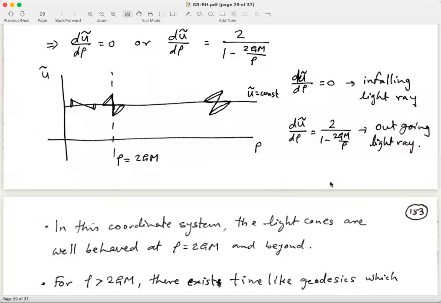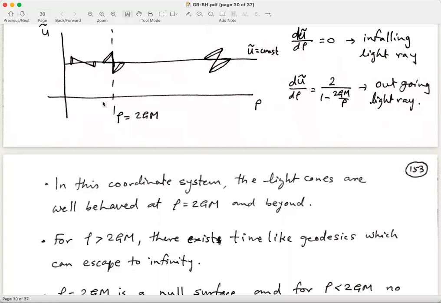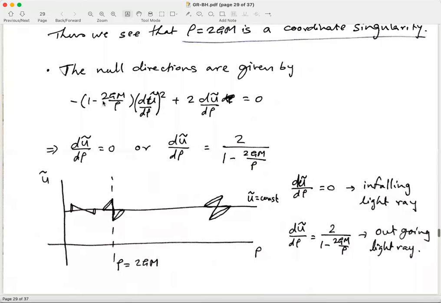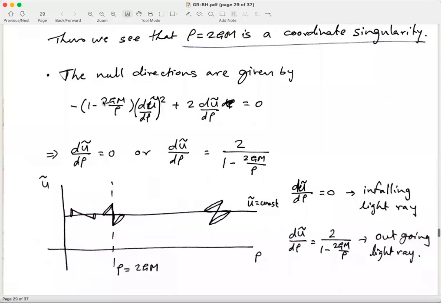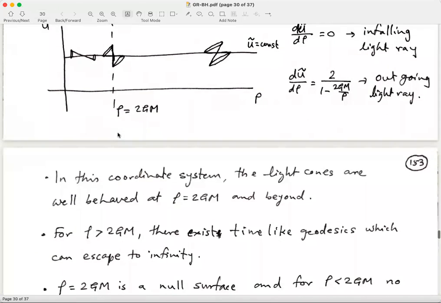If you try to do the same with v tilde, you will see that the light cones are arranged differently. The light cones would close this way, and it would actually encourage the particle to go out from rho equals 2GM. That is the reason why it's called the outgoing Eddington-Finkelstein coordinate system. Although this geometry is obtained by manipulating the tortoise coordinate, because nothing special happens at rho equals 2GM, this geometry could be generalized all the way to rho equals 0.